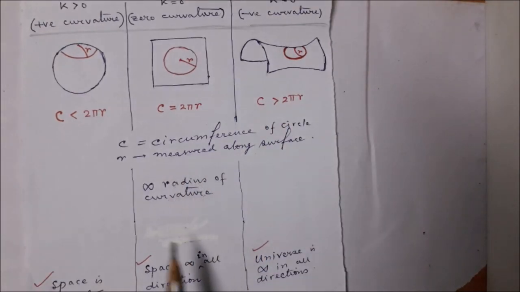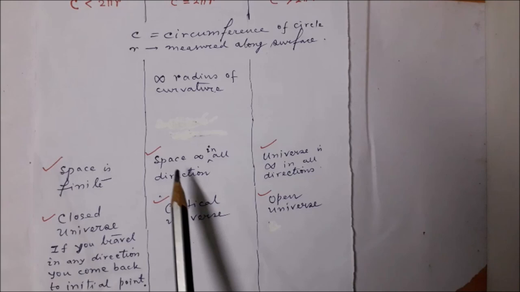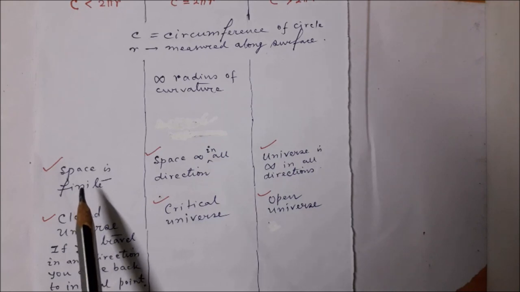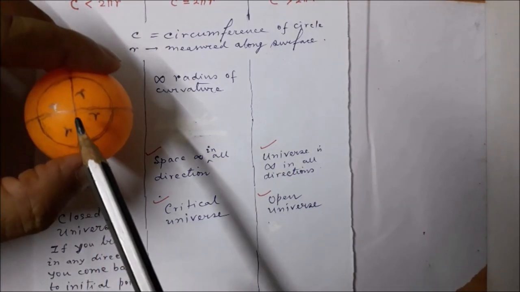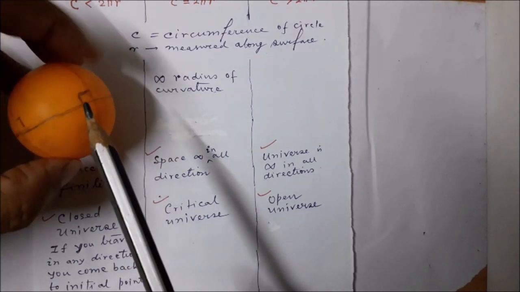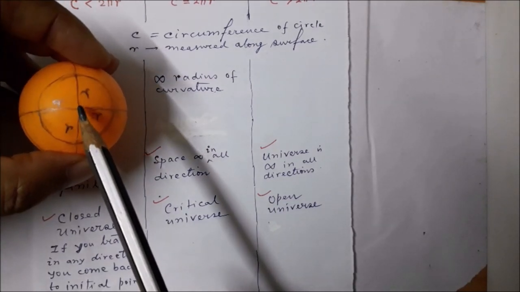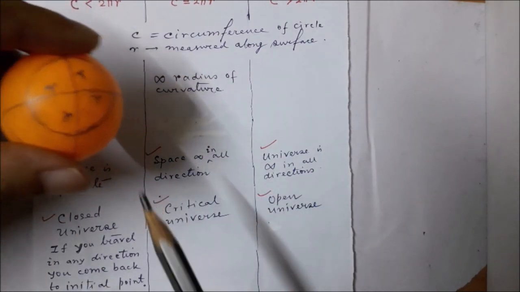A flat surface, obviously, as the name implies, has infinite radius of curvature. For the zero curvature case, space is infinite in all directions, and this is called a critical universe. While for the positive curvature case, space is finite, and we call it a closed universe. If someone starts a journey from this point, say, then after moving along the great circle, he or she will come back to the initial point. So the concept of a closed universe is clear.